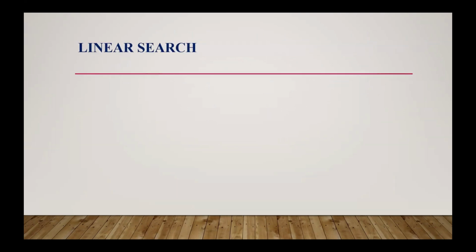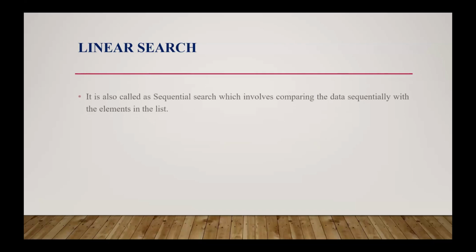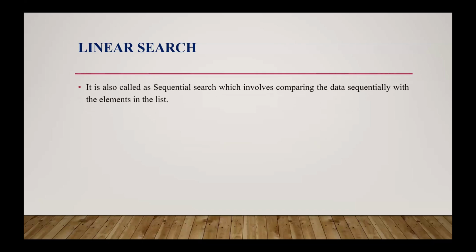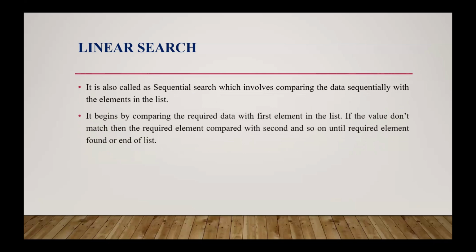So let's start with the first searching algorithm of data structures, that is the linear search algorithm. It is also called sequential search, which involves comparing the data sequentially with the elements in the list. First, it begins by comparing the data with the first element.